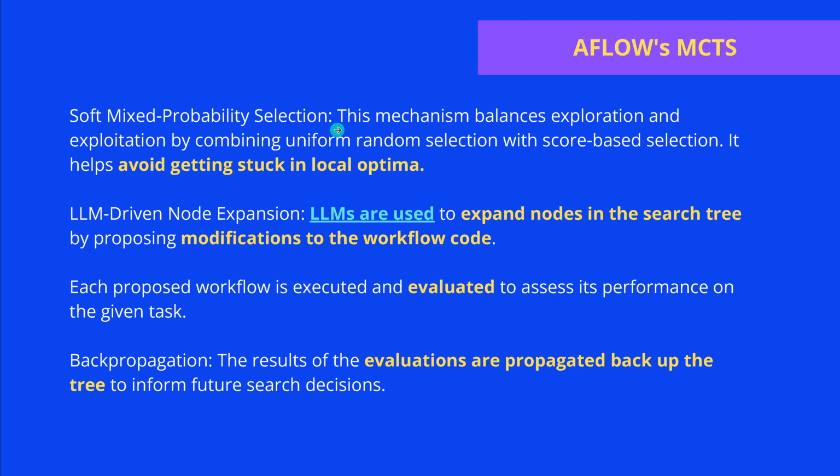Soft mixed probability selection. We have a balanced exploration and exploitation phase, as you know from Monte Carlo Tree Search, by combining uniform random selection with score-based selection. And this simply helps us avoid getting stuck in a local minima, optima, whatever.